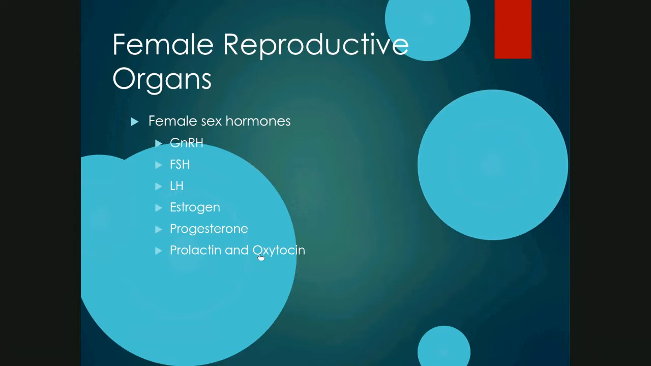Also, I want to mention prolactin and oxytocin are used for breast milk production, and so prolactin helps to create the milk, and then oxytocin helps to release the milk.